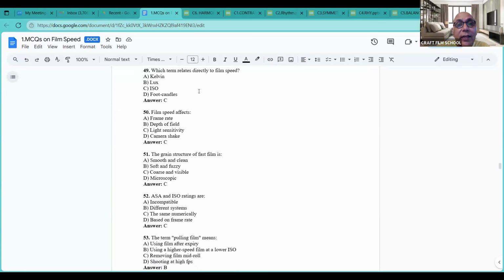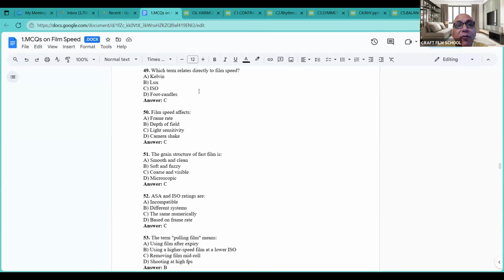Which term relates directly to film speed? Now here he has created a little confusion. Kelvin is a color temperature, when you measure color temperature. Lux and foot candle are units of light measurement. When you measure the light, the unit of light measurement is lux. Foot candle is also, 100 foot candle, 200 foot candle. Lux is also a measurement of the light. So it is to measure the light.